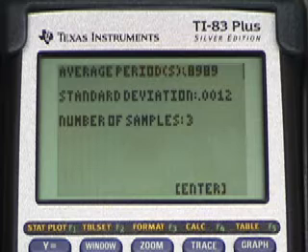Now, with this information and the worksheet that accompanies this video, determine the relationship between the length of the pendulum and its period of oscillation.